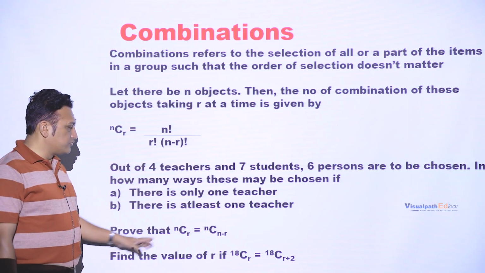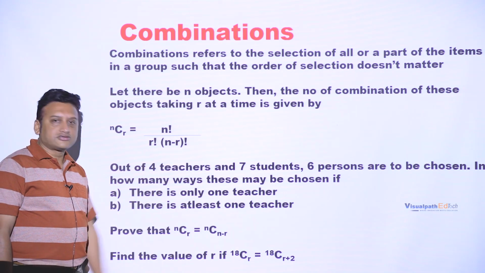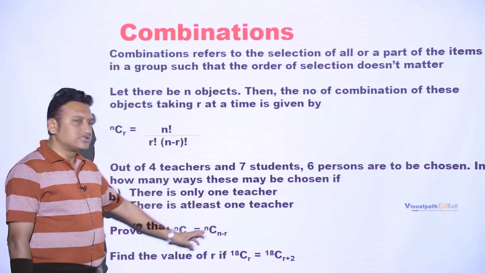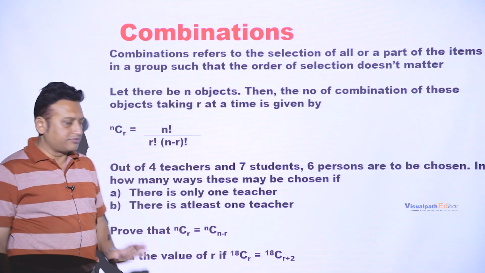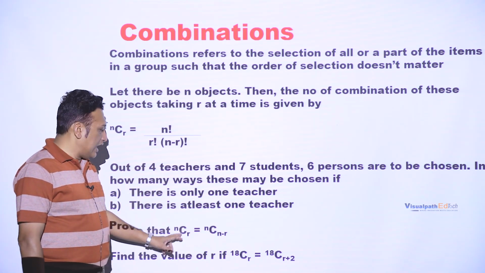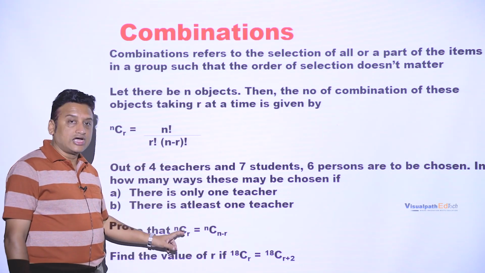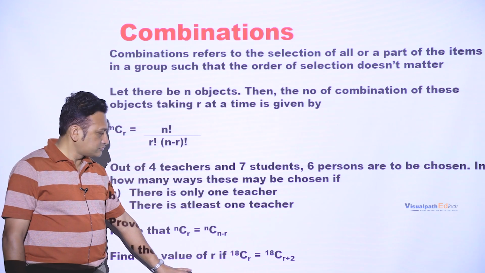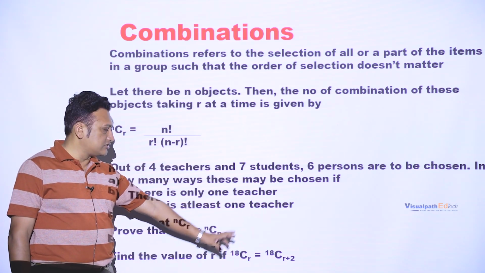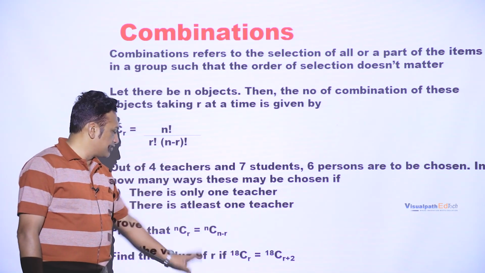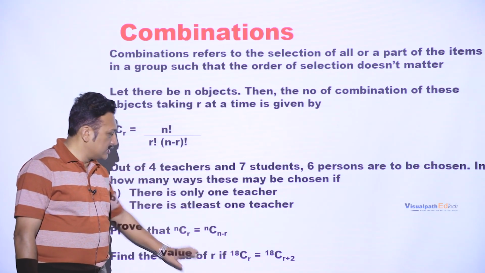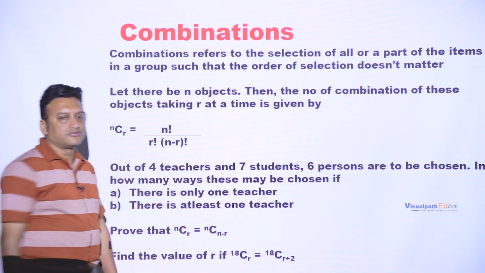Then prove that. Why did I take this relation? It is a very, very important relation. nCr and nC(n minus r) are exactly the same. I will show you how to prove that, and then there is a sum which shows the application of this proof. We are given: find the value of r if 18Cr is equal to 18C(r plus 2). So, we are going to apply this very formula or rule that we have proved in this sum and find out what the value of r is.